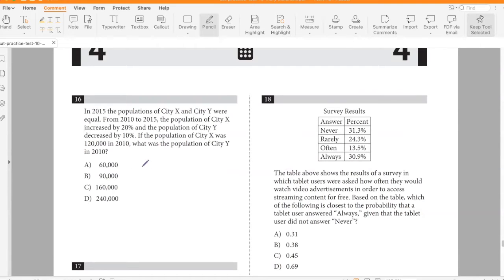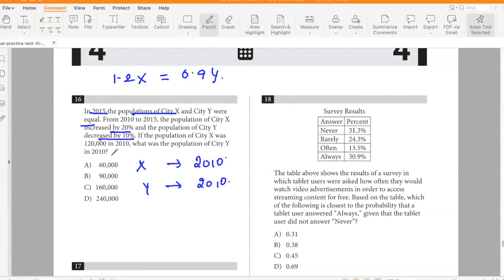Okay, so if X is the population of city X in 2010 and Y is the population of city Y in 2010, then in 2015, the population of X would be 1.2X because it increased by 20%. And the population of Y would be 0.9Y because it decreased by 10%. And those two are equal because in 2015, their populations are equal.